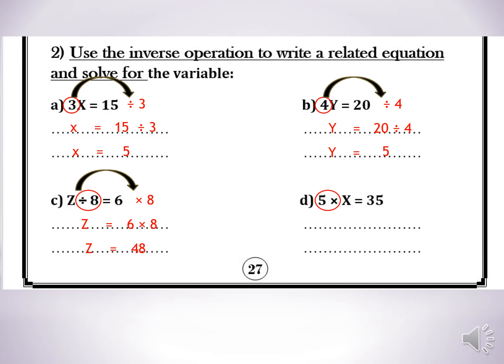Letter D, I have 5 times x equals 35. Circle the 5. Take it to the other side with the opposite sign. So here the opposite of multiplication is division. It will be divided by 5. So x equals 35 divided by 5. 35 divided by 5 equals 7. So x equals 7.